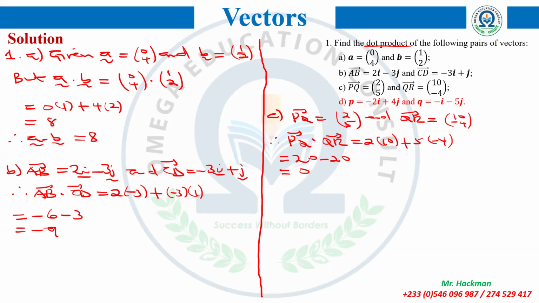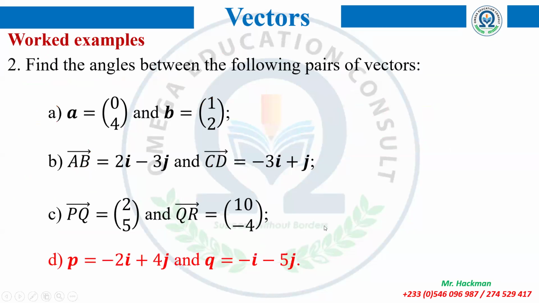So you can see that we are looking at 3 situations. In the first situation, the dot gave us a positive number, the second one negative, and the third one 0. So let's go and confirm by finding the angles. We know that if the dot is positive, the angle will be acute. If it's negative, it will be obtuse. If it is 0, the angle will be 90. So let's go and check that from the questions that we have here.